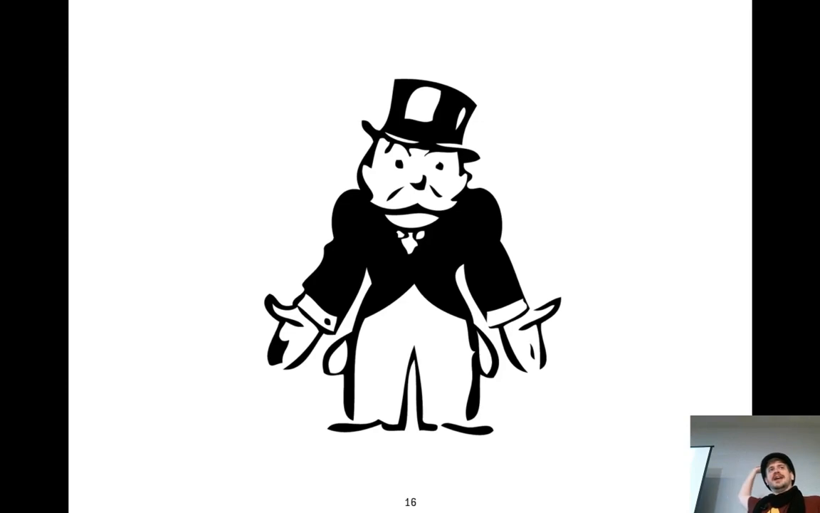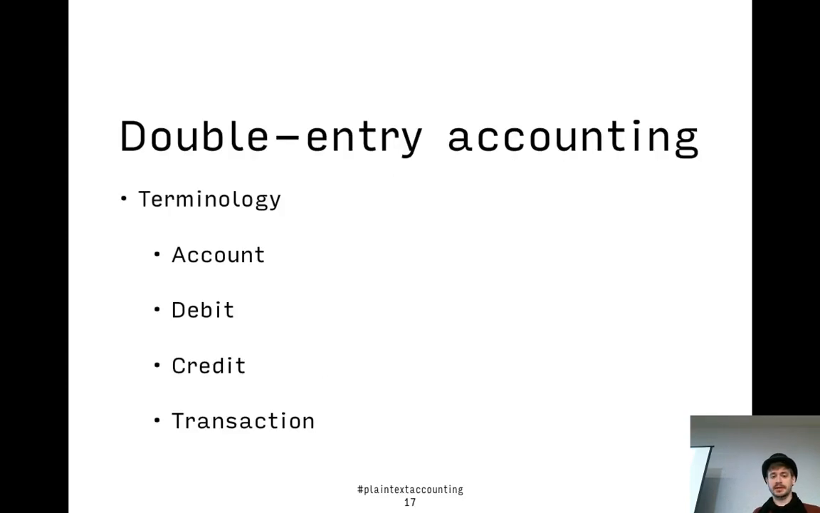How many of you actually recognize this character? Does anybody know his name? I had to look it up. His name is actually Rich Uncle Pennybags. We all know him from Monopoly and other Parker Brothers games. But hey, Rich Uncle Pennybags. He'll show up in this presentation a good bit.